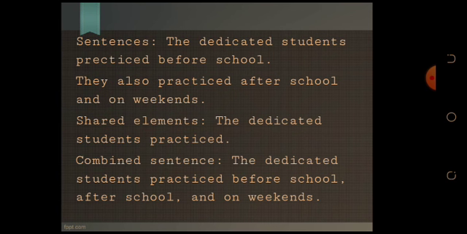The dedicated students practiced. That's the element that's common between the 2 of them. Combined sentence: The dedicated students practiced before school, after school, and on weekends. Can you see the way we join them? Let's move on.